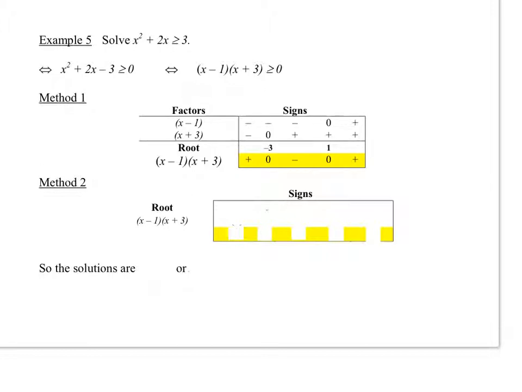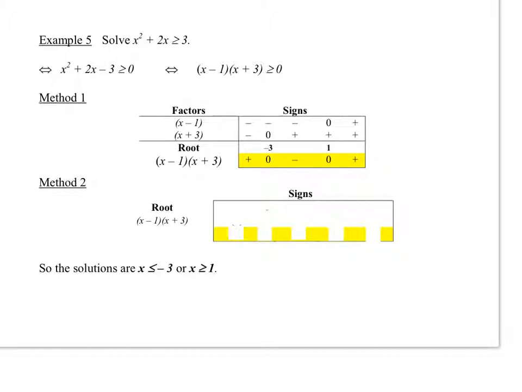So, looking at what we have down here, can you see where the x minus 1 times x plus 3 would be positive? It's going to be here and it's going to be here. So the solutions are x is less than or equal to negative 3 because the whole thing is positive over here, or x is bigger than or equal to 1 because this whole expression here was positive to the right of 1.